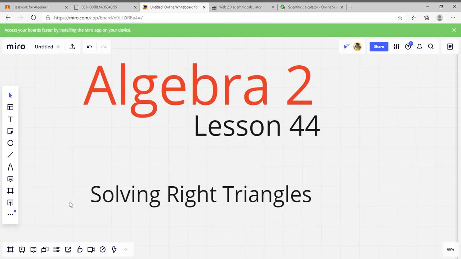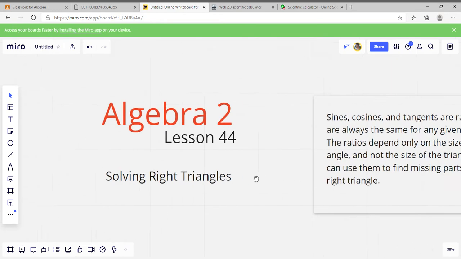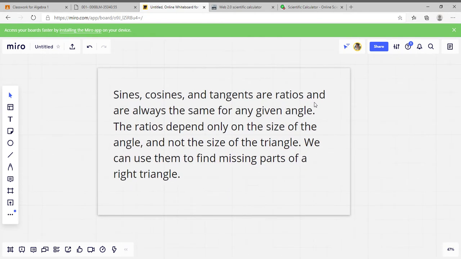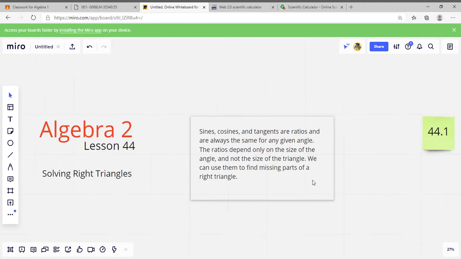Hi everybody, this is Algebra 2, Lesson 44, and this lesson is about solving right triangles. So we're going to be using those trig functions that we learned to actually solve some problems. First off, sines, cosines, and tangents are ratios and are always the same for any given angle. So the ratio is dependent on the angle. The ratio depends only on the size of the angle and not the size of the triangle. We can use them to find missing parts of a right triangle.